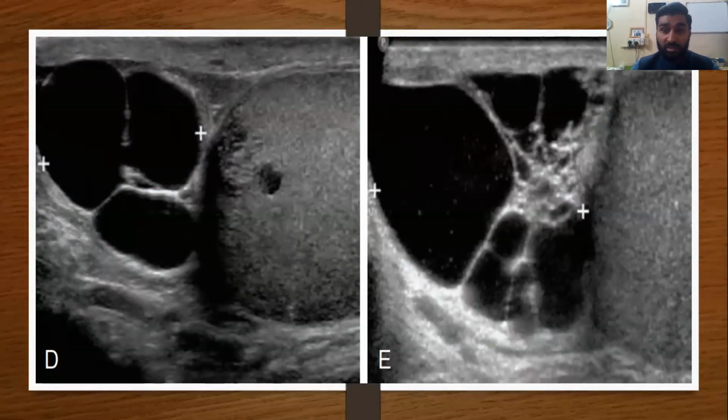So this is the difference. If you find a simple cyst in the head of the epididymis, it will be labeled as an epididymal head cyst. And if you are having a multiseptated, multiloculated cystic lesion in the head of the epididymis, then you are going to label it as a spermatocele.